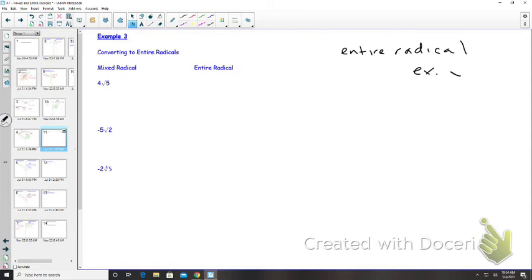Just nothing and then a number. Square root and a number. So square root of 52. Yeah, that works. That's an entire radical, right? And then, what you said, Cody, this just means that we have a 1 out in front, right?